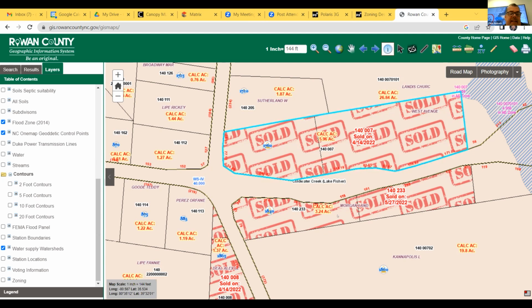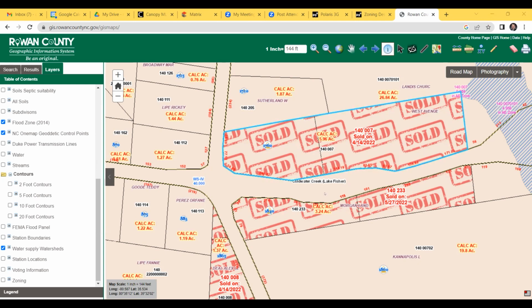Last thing you want to do is get your client spending a bunch of money on development costs, engineers, architects, blah, blah, blah. And then the county says, you can't build on that. You've got to reduce your footprint.